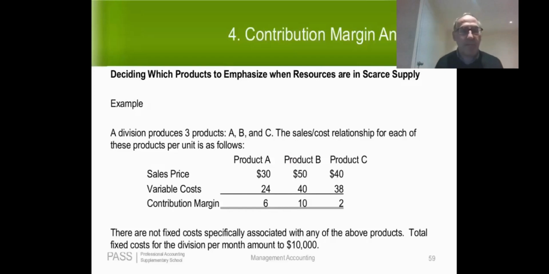You have a division that produces 3 products, A, B, and C. The sales cost relationship for each of these products is as follows. As you can see, I've given you the sales price for each product. I've given you the variable cost for each product, and then sales minus variable cost gives you the contribution margin for each product. Similar to the last case, let's assume there are no fixed costs specifically associated with any of these products. So all the fixed costs just relate to running the whole factory. There are no specific fixed costs directly relating to product A, B, or C. Total fixed cost for the division per month, $10,000.